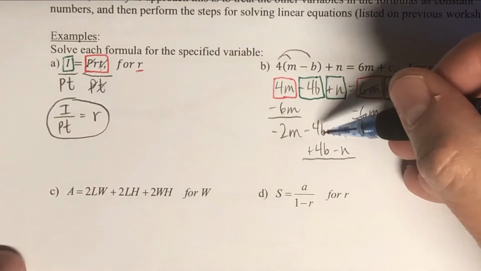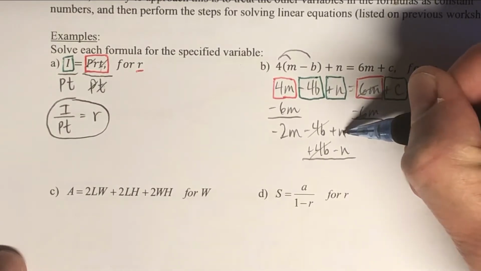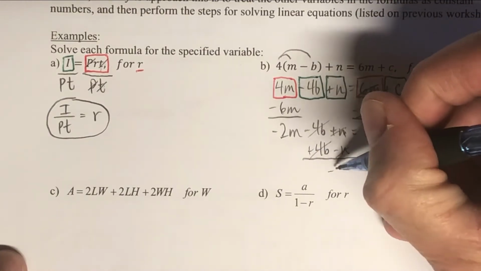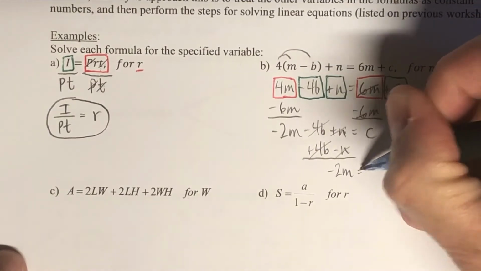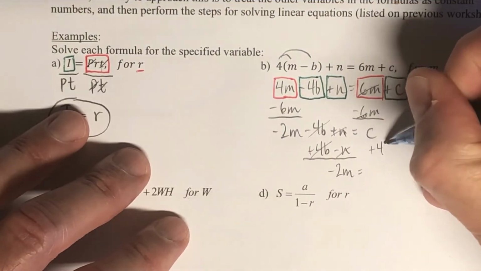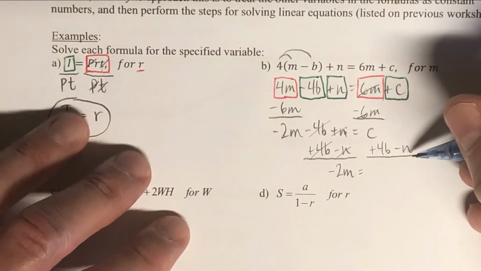Okay, because this is minus b, you got to add 4b. That'll make it cancel. Because this is positive n, you've got to subtract n. That'll make that cancel. And it'll just leave me with negative 2m on the left-hand side. Over here, I need to do the same thing. So since I added 4b and subtracted n, I need to do the same thing over here.